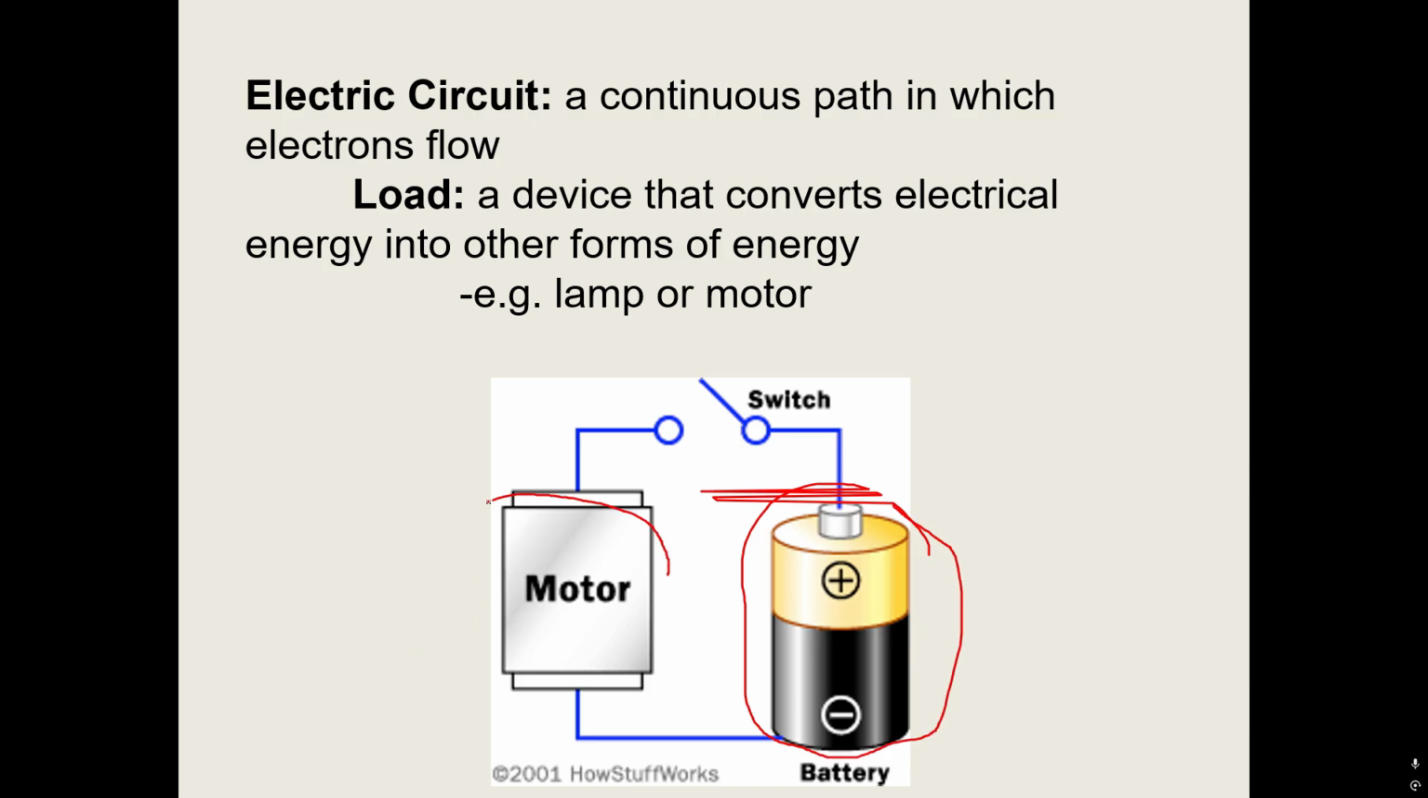And the motor, here the energy is consumed. Electrical energy is consumed, or in other words, it is converted into other forms of energy. In a motor, electrical energy gets converted into mechanical energy. Here we have a switch that controls the flow of current.